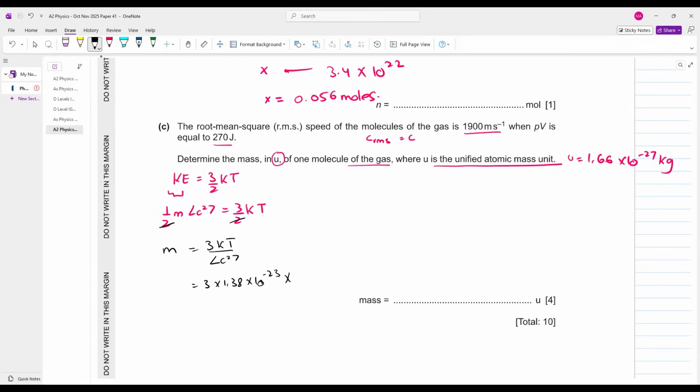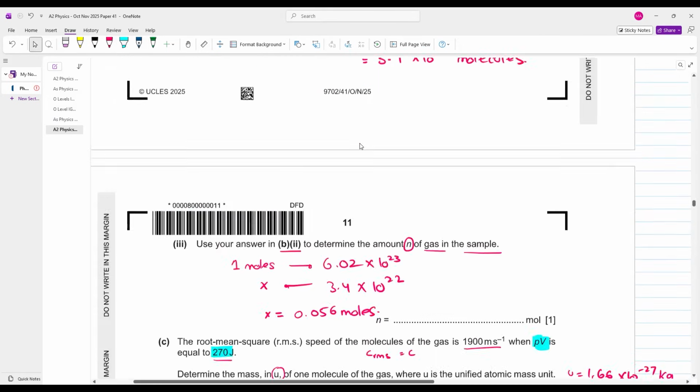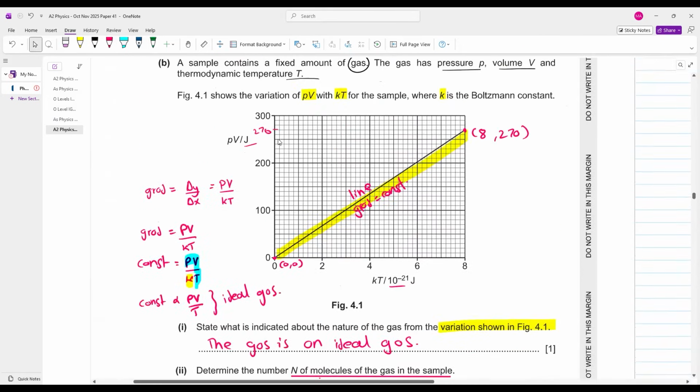नहीं पता. Now this is where you have to utilize the graph. बेटा यहाँ पे ही आपने ग्राफ को यूटिलाइज करना है. If you do it the normal way, you will get stuck because you don't know the value of T. So let's not do it the normal way. Can you realize the value of PV is 270? When the value of PV is 270, what is the value of kT?